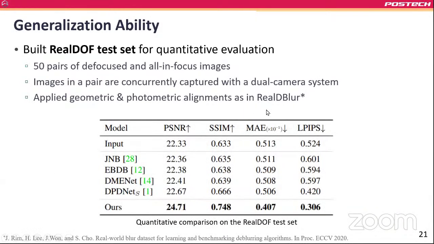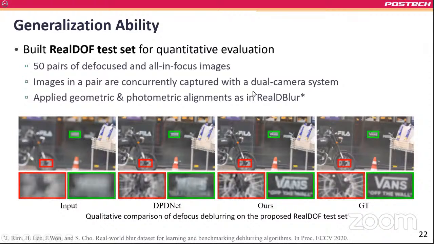When we use this test set for previous methods and ours, we can see that ours works best in terms of PSNR and some other measures. And this shows a qualitative comparison again. This is the input, and this is the result of previous work, and ours is much better than the previous one.